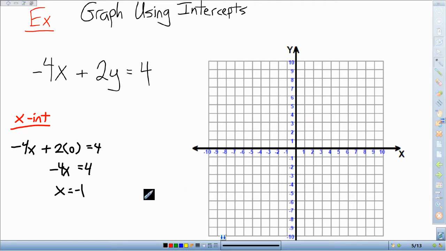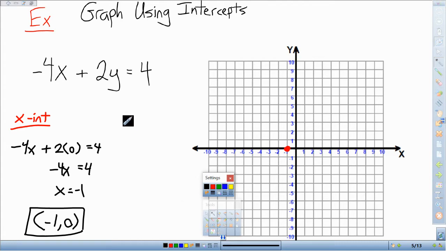Just by the way, this right here would be enough. We'd say, okay, that means on the x-axis at negative 1, there's my x-intercept. But again, I want you to go one more step and actually give me that coordinate. That would be negative 1 on the x, 0 on the y.